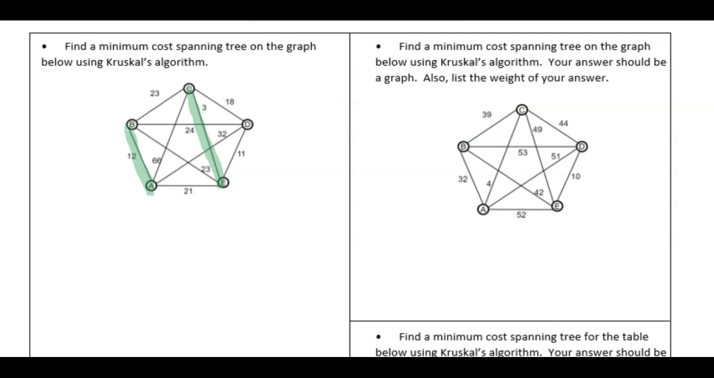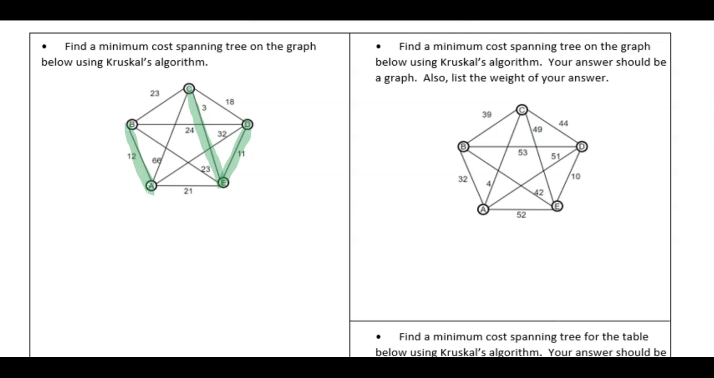This 12. What's the, oh, the 11. Sorry, the 11 was cheaper. And then the 12. Now, each time that we add an edge, we want to ask ourselves, is this a connected graph? Once it's connected, we stop Kruskal's algorithm because we're trying to find a spanning tree, which is a minimum connected tree. No circuits.